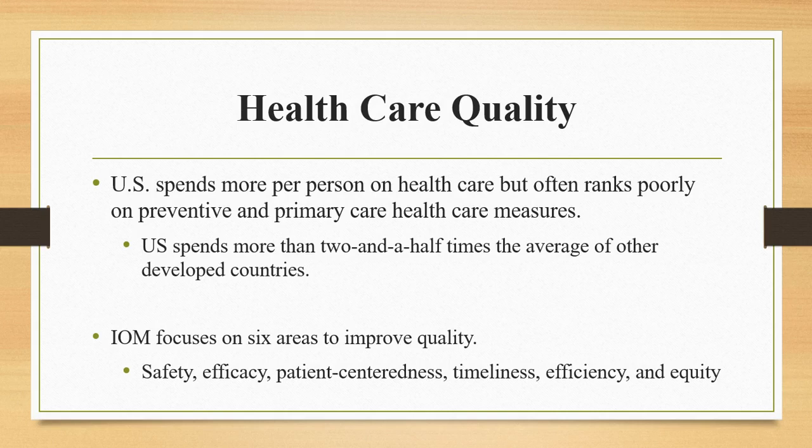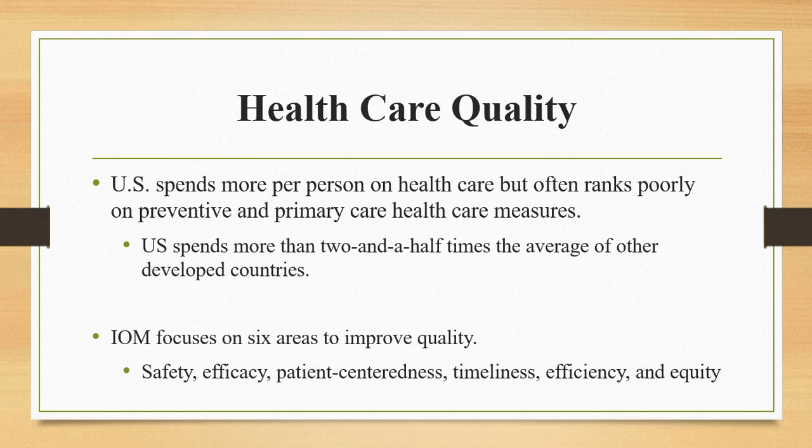So the US spends more per person on healthcare, as I mentioned earlier. And many times it ranks poorly on preventative and primary care healthcare measures. Now, the Institute of Medicine focuses on six areas to improve quality, and this includes safety, efficacy, patient-centeredness, timeliness, efficiency, and equity. And make sure that you take the time to read this section in your textbook.